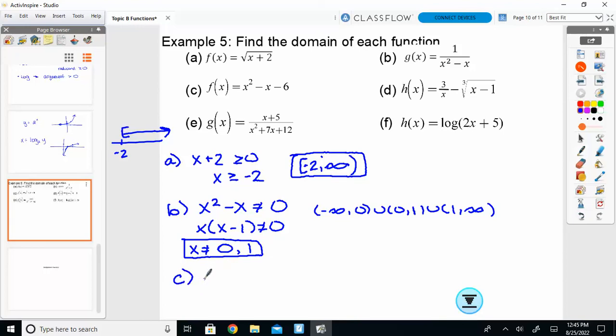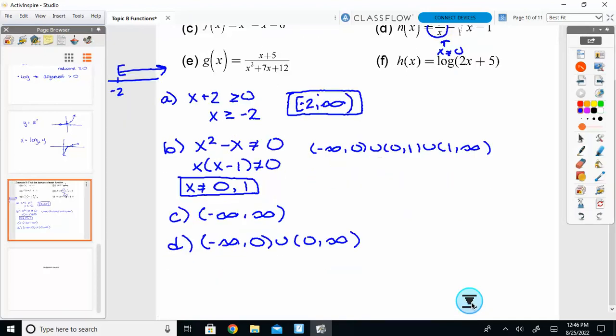C. I don't see a fraction. I don't see a radical. I don't see a log. So what's my domain? D. Okay, I've got a couple things. I have a fraction, so what can x not be? Okay. I have a cube root. Do I have to worry about cube roots? No. So since it's just one value x can't be, we could do the interval. So it's negative infinity to 0, union 0 to infinity.